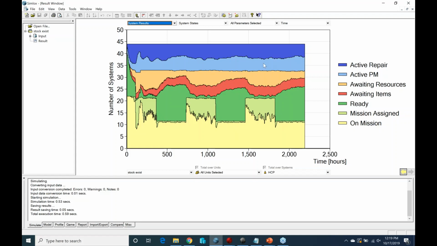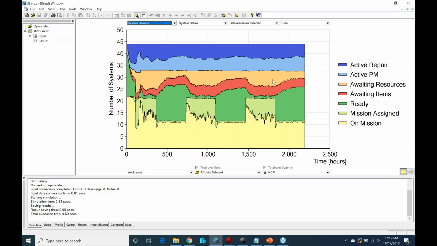Then we have the light blue. That's our active preventive maintenance. Again, these are scheduled maintenance events. Maybe every 300 flying hours we have to do some kind of check, or maybe we have to pull an engine every 1,000 hours and do some sort of overhaul. The time it takes to perform the scheduled maintenance event, given that we have the parts and people available, is that light blue. And then we have this orange, which is awaiting resources.